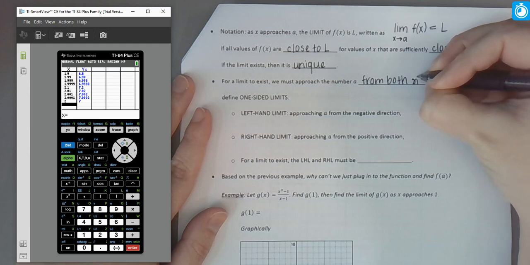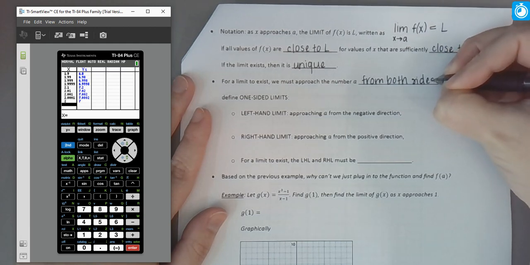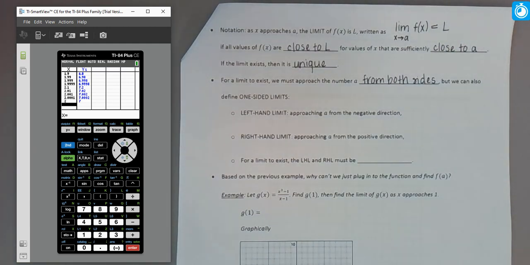So again, for instance, with the previous one, we looked at x equals 2. We looked at it from both sides. It was important that we saw the same behavior on both the left-hand side, approaching 2 from one side, and then on the right-hand side, approaching 2 from the other side. It was very important that we approached the same y value on both sides.